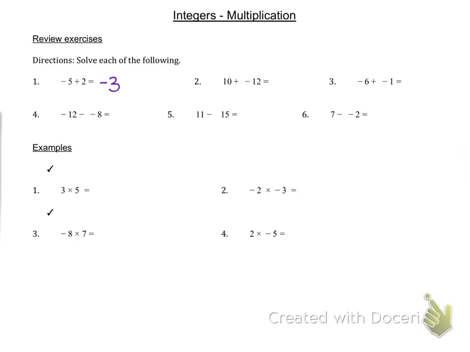Number 2, 10 plus a negative 12. Again, I'm going to subtract. 12 minus 10 is 2. Take the sign of the bigger number, which is 12. So that's going to be a negative 2.